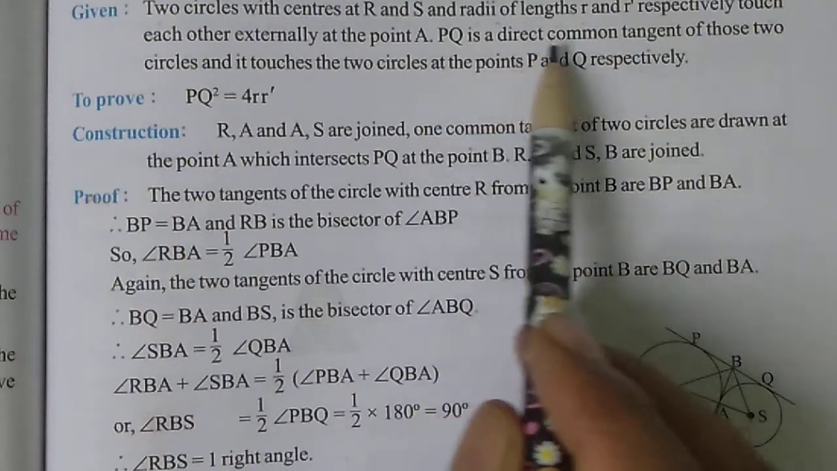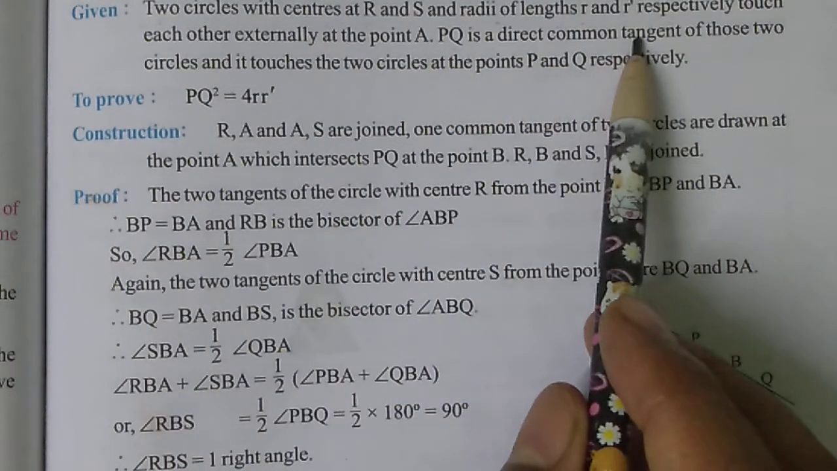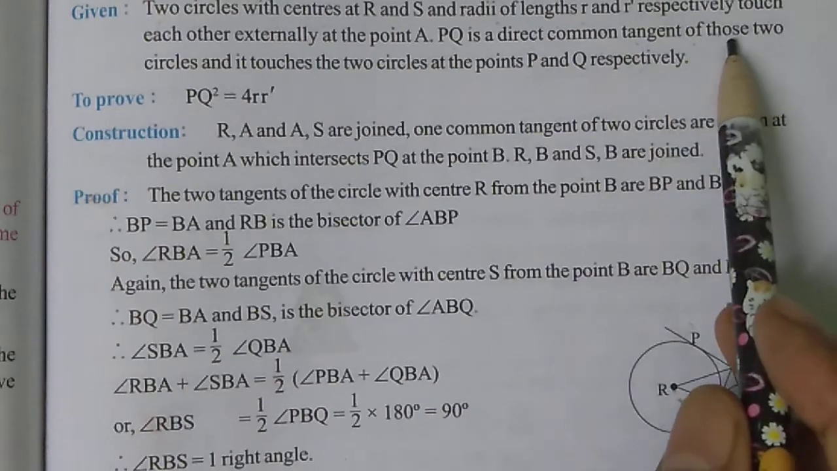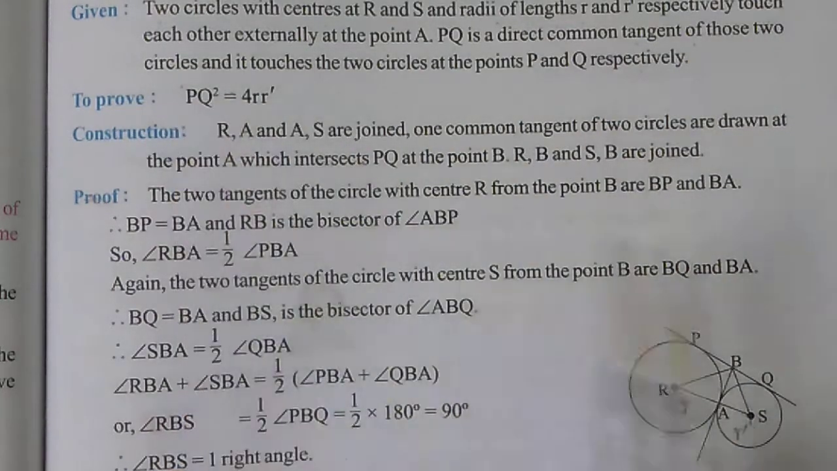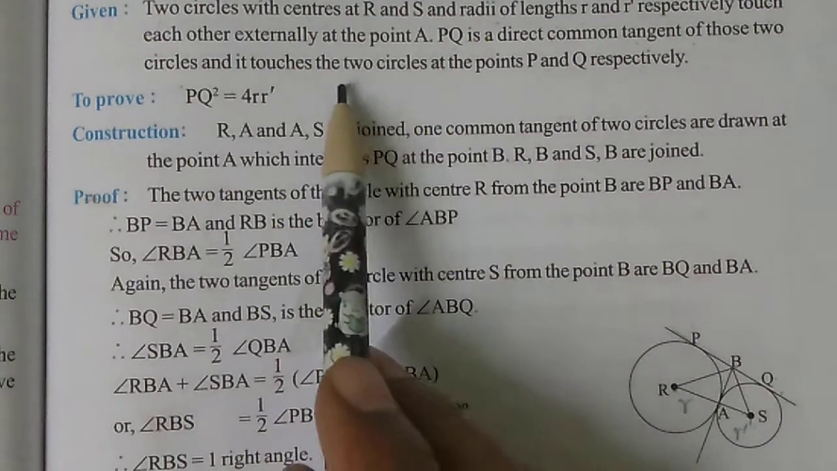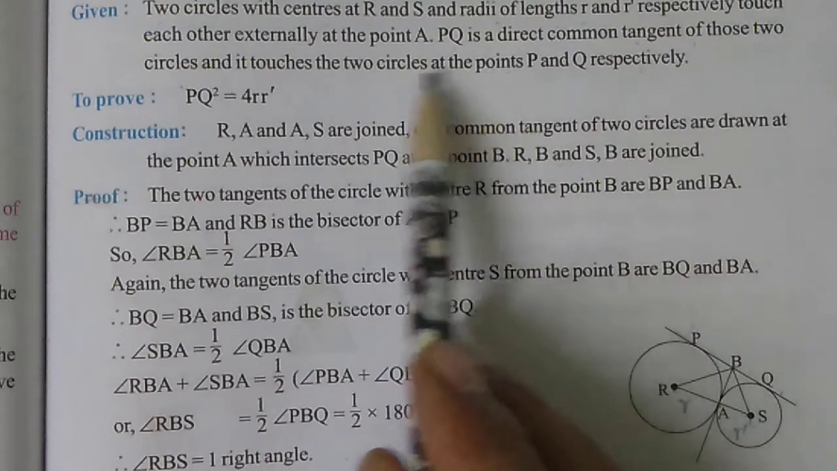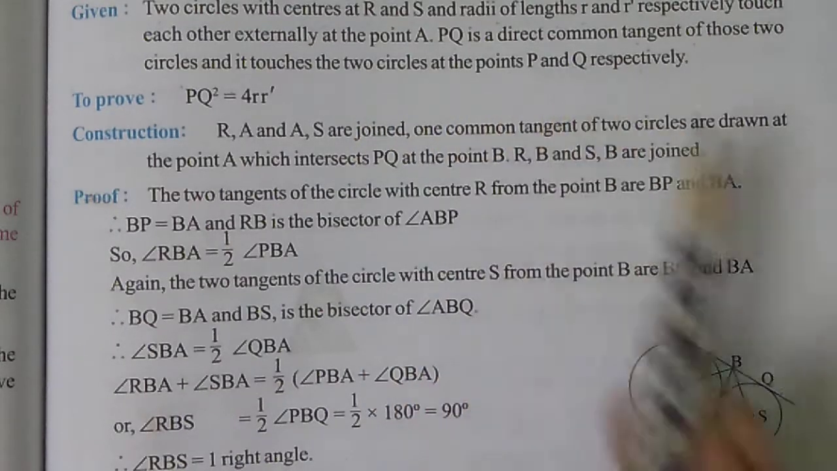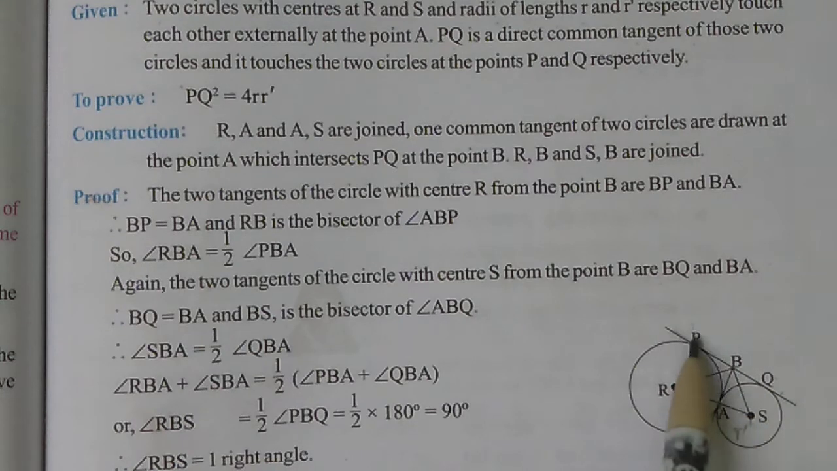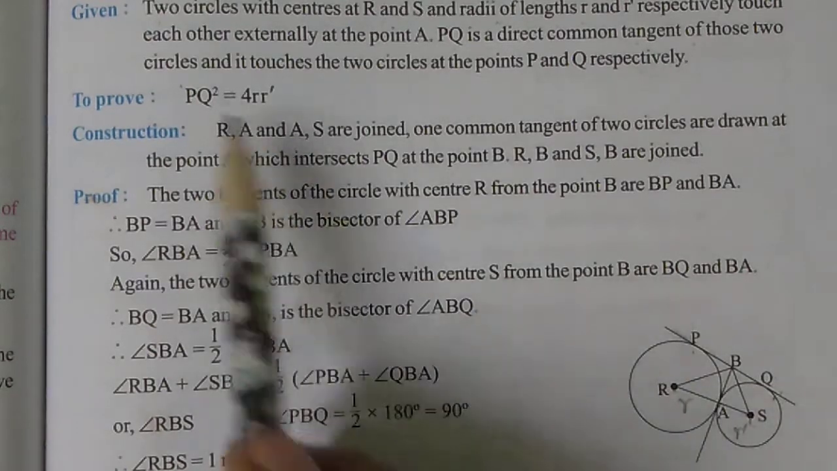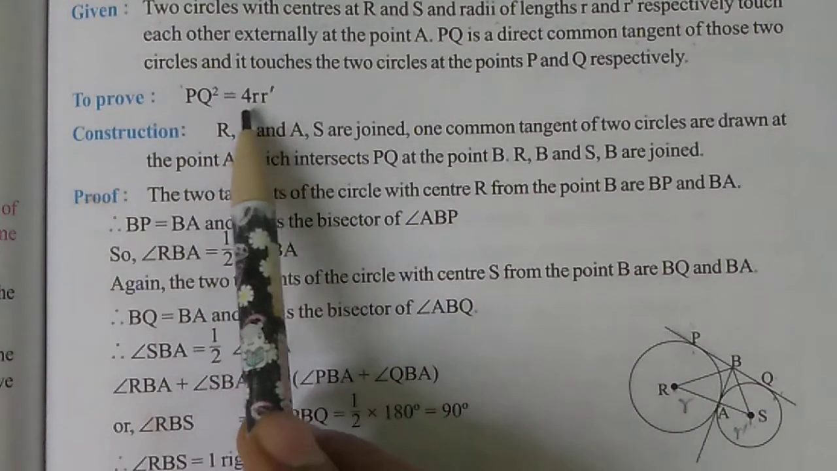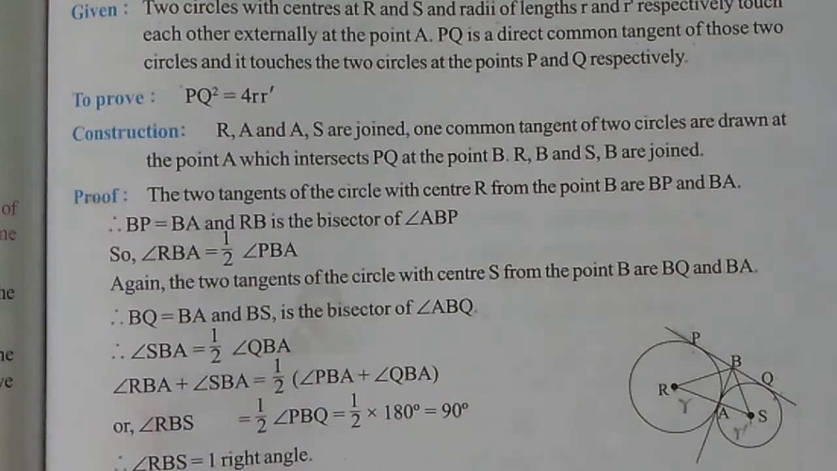PQ is a common tangent of these two circles. PQ is the common direct tangent, and these tangents touch the circles at the points P and Q respectively. We have to prove PQ square equals 4 r r dash.